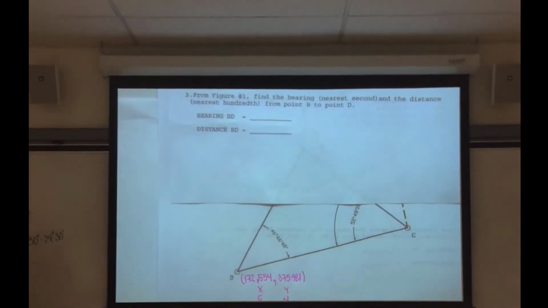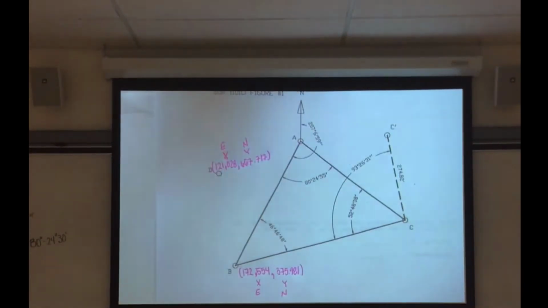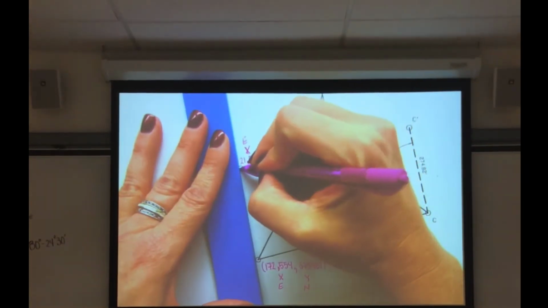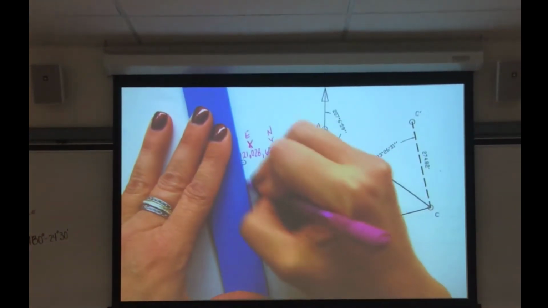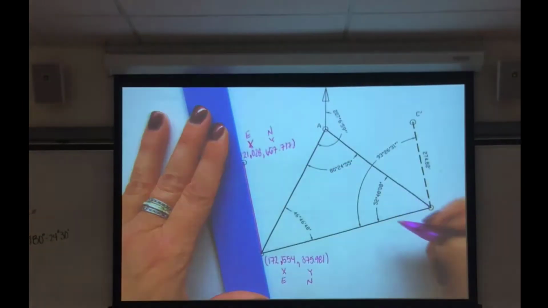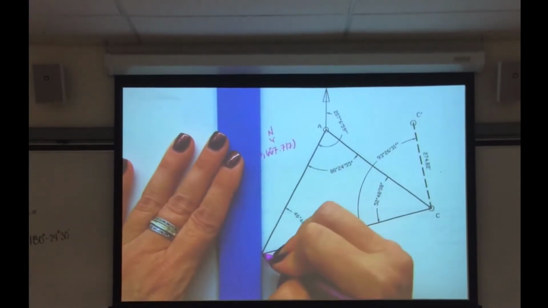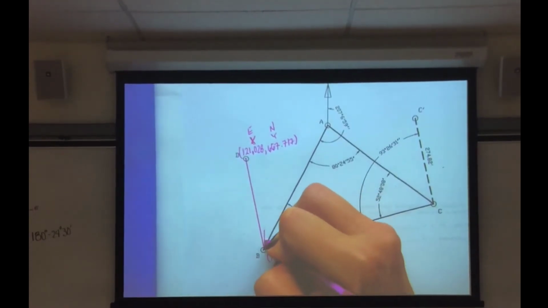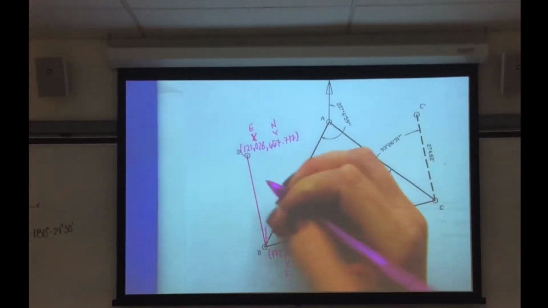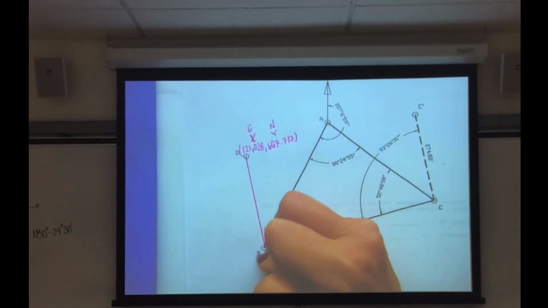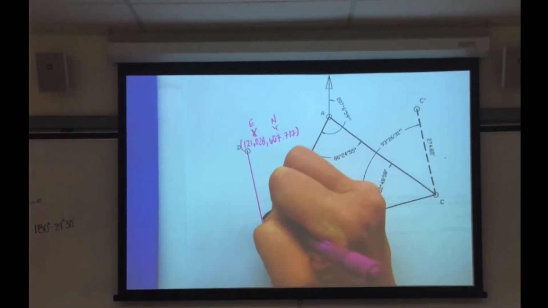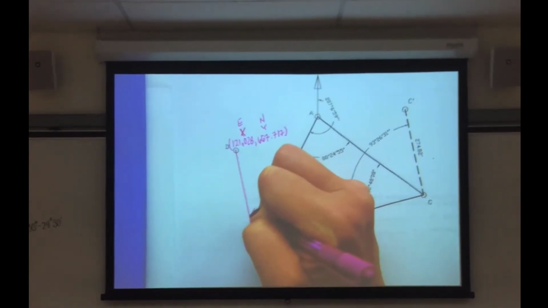Now, here's what it's asking. If I draw a straight line from B to D, and this is straight north, it wants to know the bearing. So it's going from B to D. That would be the azimuth, and it wants to know the bearing. It wants to know this angle.